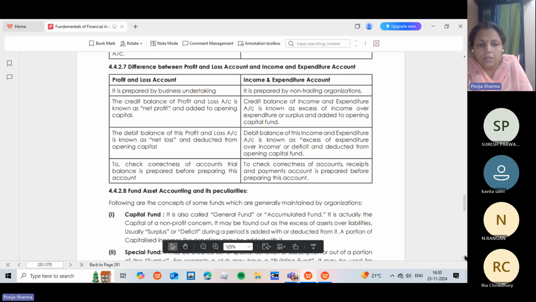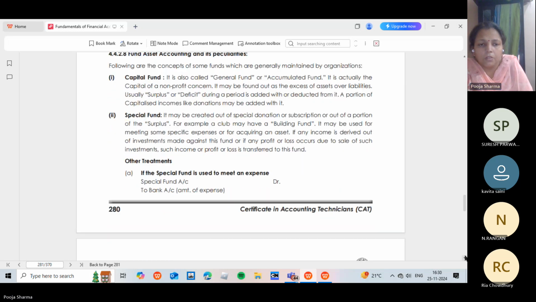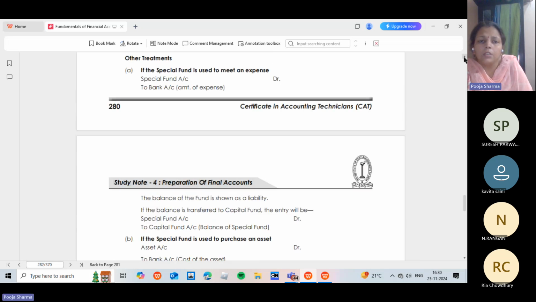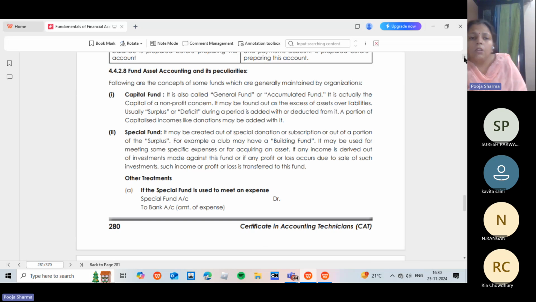Now let's see what topics are left. Tomorrow in the next class, I will try to complete all the concepts relating to income and expenditure, do some illustrations, and do some adjustments regarding subscription, which is the most important part. If you are able to understand the subscription adjustment, you will be able to crack the question, and ultimately the balance sheet will match. So I have done today.